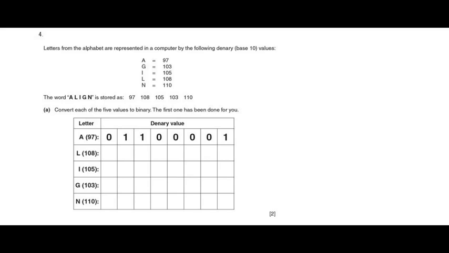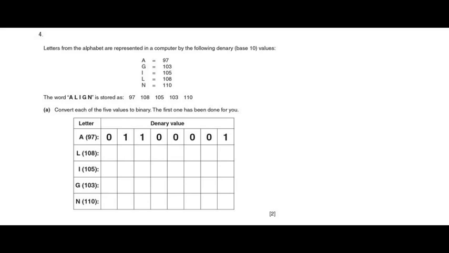The word align is stored as 97, 108, 105, 103 and 110. Like that, for each and every character, the corresponding ASCII code is given. Convert each of the 5 values to binary. The first one has been done for you; the answer is given in the table below.